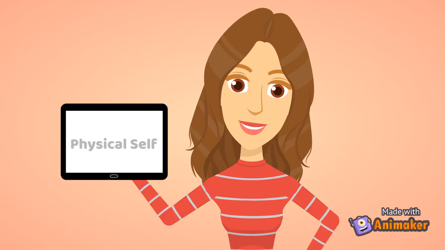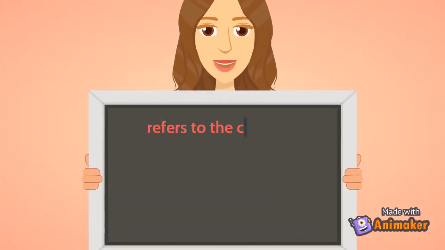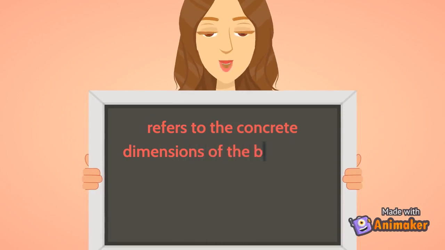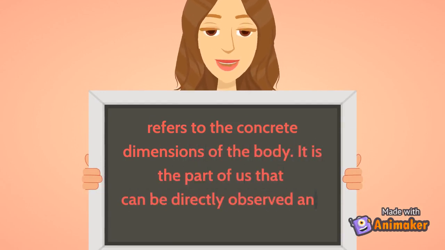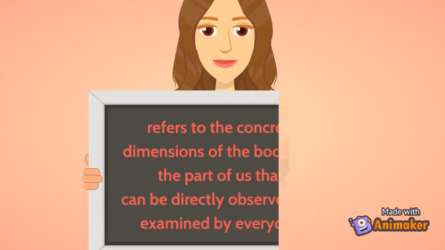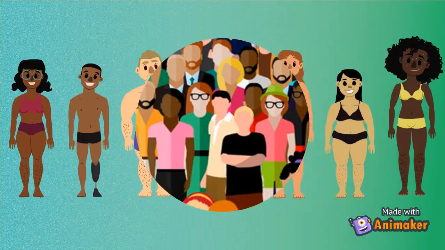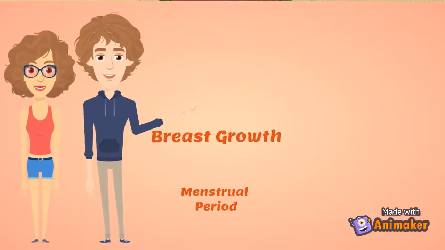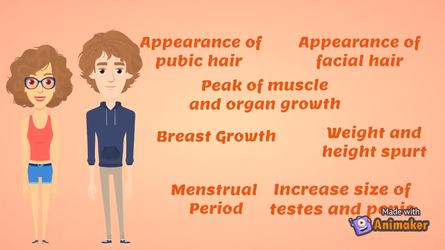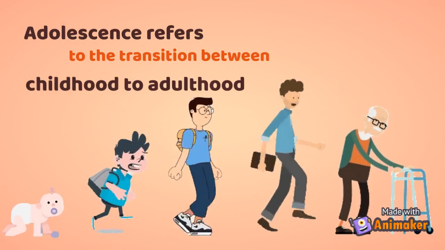So what is physical self? Physical self refers to the concrete dimension of the body. It is the part of us that can be directly observed and examined by everyone. All of us experience physical changes, especially when our body starts to mature. This process is called puberty. While puberty refers to the physical changes, adolescence refers to the transition between childhood to adulthood.